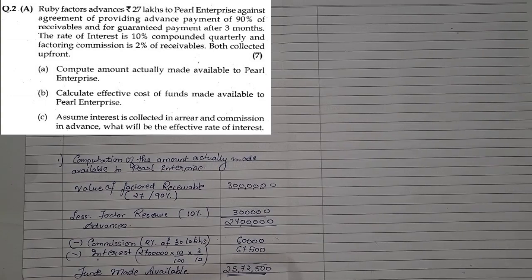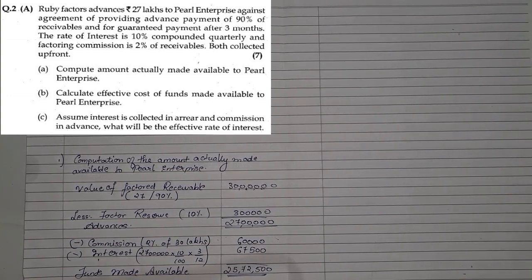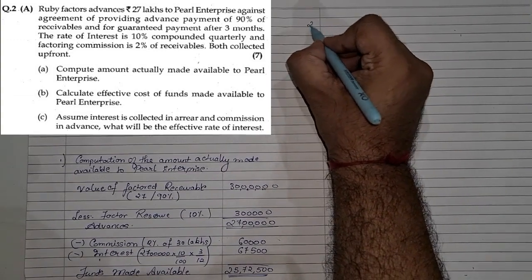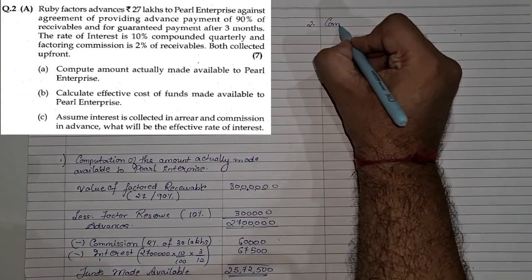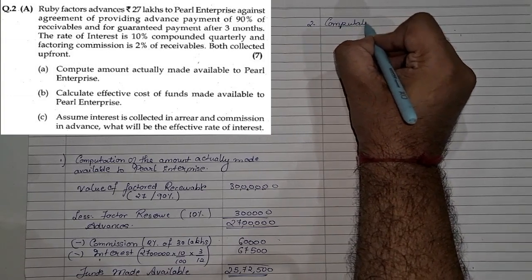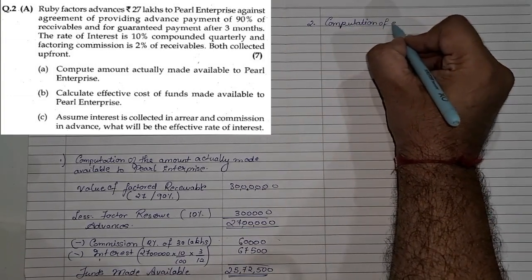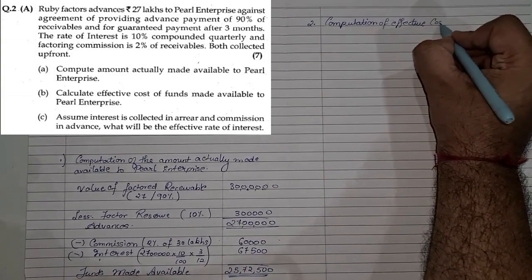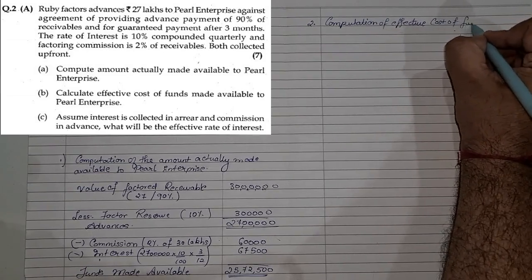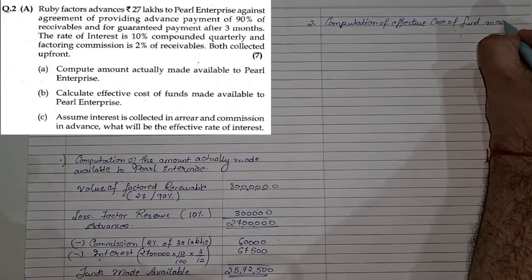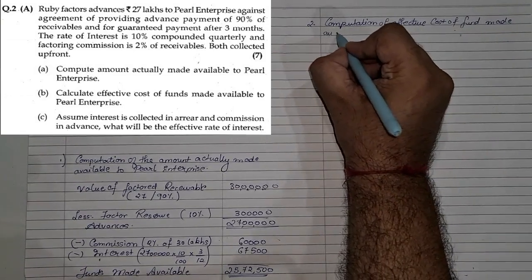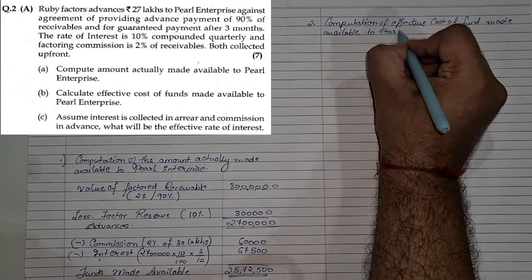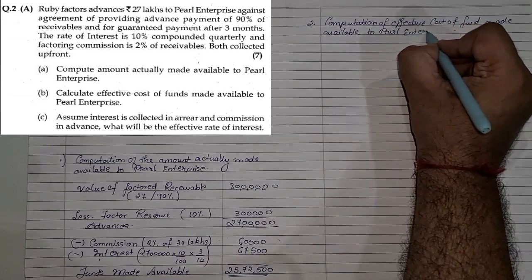Now second, they have asked us to find the effective cost. So I'll write it here. Second, computation of effective cost of fund made available to Pearl Enterprise.